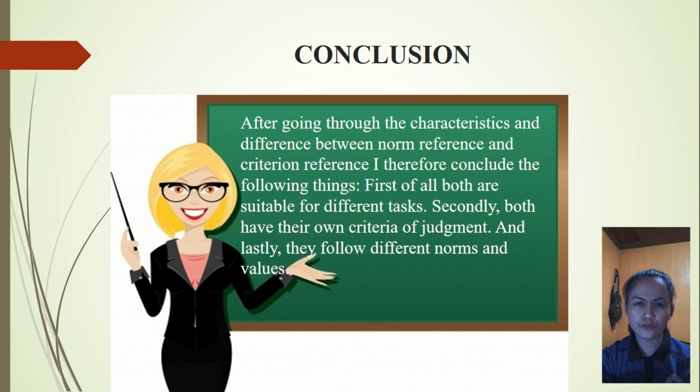In conclusion, after going through the characteristics and differences between norm reference and criterion reference, I therefore conclude the following things. First of all, both are suitable for different tasks. Secondly, both have their own criteria of judgment. And lastly, they follow different norms and values.